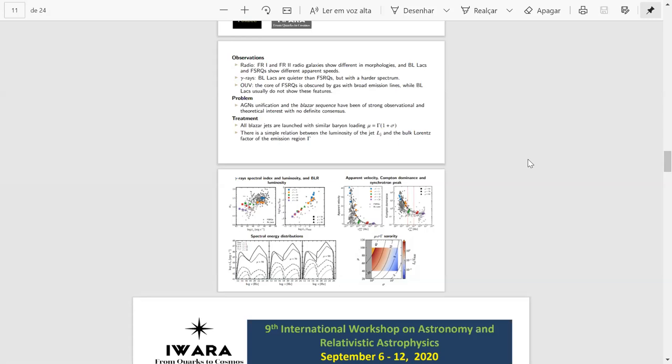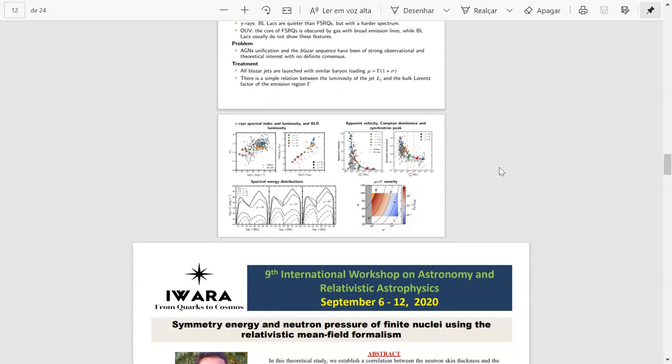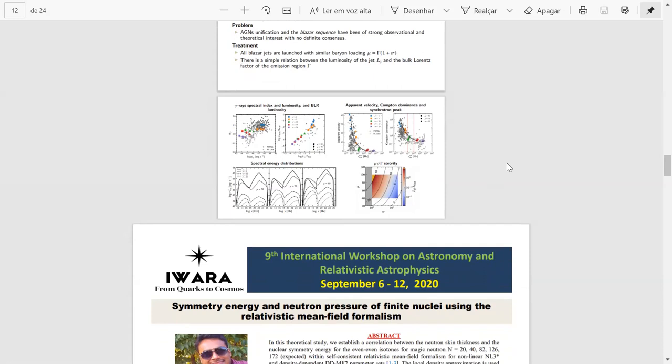We also see on the lower left that we recover the blazar sequence that Fossati et al. obtained from observations in 1998. And finally, on the last plot, we can see this mu, sigma, gamma relation, showing how the luminosity gives us the blazar sequence in just a small range of baryon loading. Thank you.